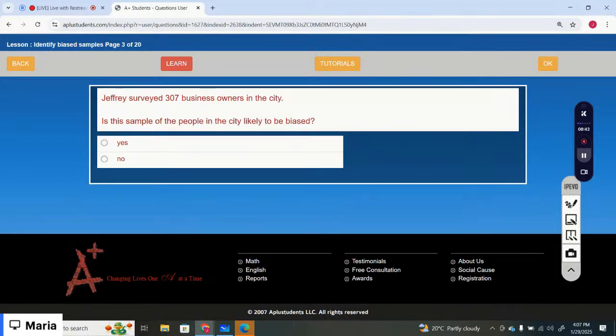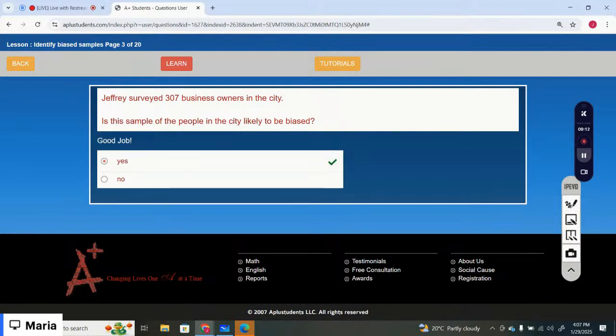Jeffrey surveyed 307 business owners in the city. Is the sample of the people in the city likely to be biased? So he surveyed 307 business owners in the city. These 307 business owners are most likely to be different than the others. So yes, that is a biased sample. The correct option is yes.